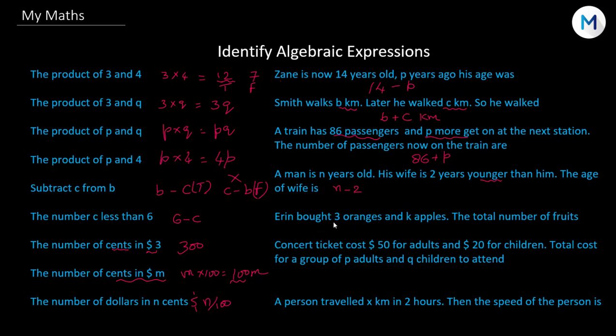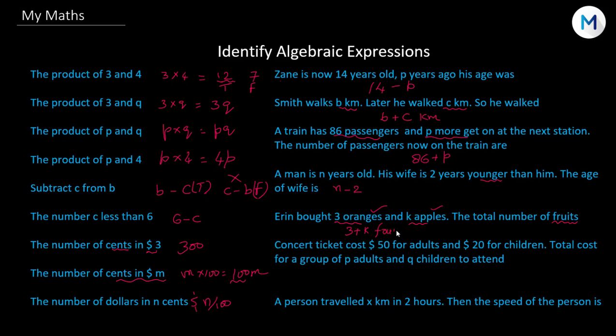So Erin bought 3 oranges and k apples. So the number of fruits. Here it is very, very important: you can add only oranges and oranges, apples and apples. You cannot add oranges and apples. But when oranges and apples are converted to the same unit, fruits, Erin bought 3 fruits and then k fruits. So the total number of fruits will be 3 plus k. So here 3 plus k is not oranges, 3 plus k is not apples, 3 plus k is only fruits.